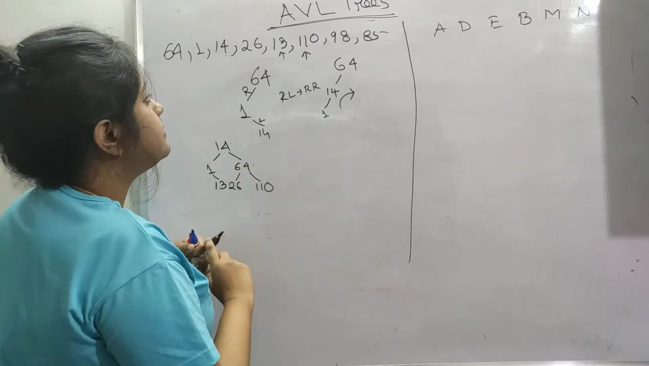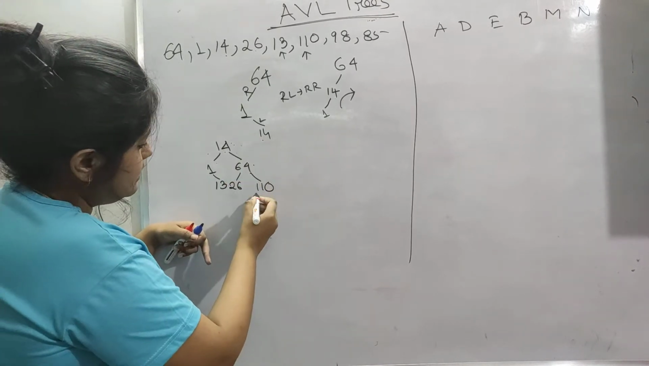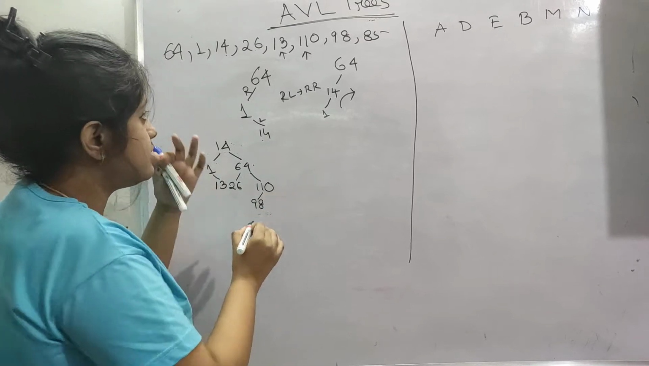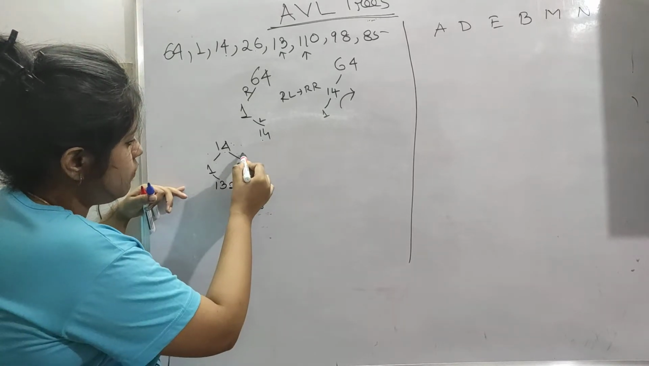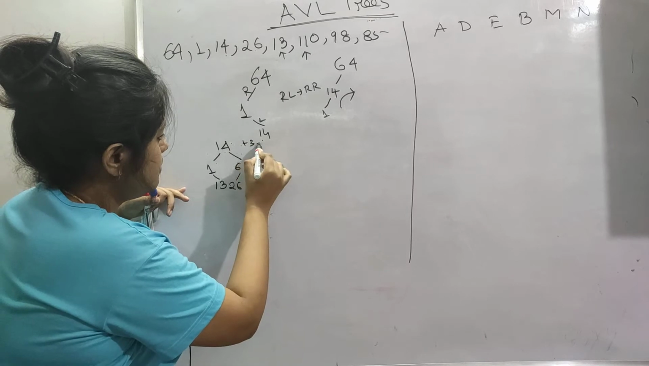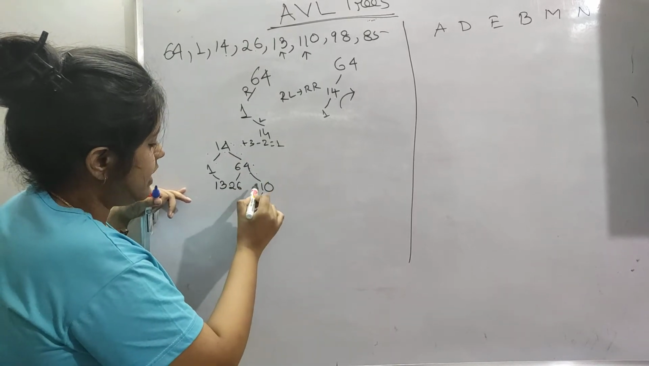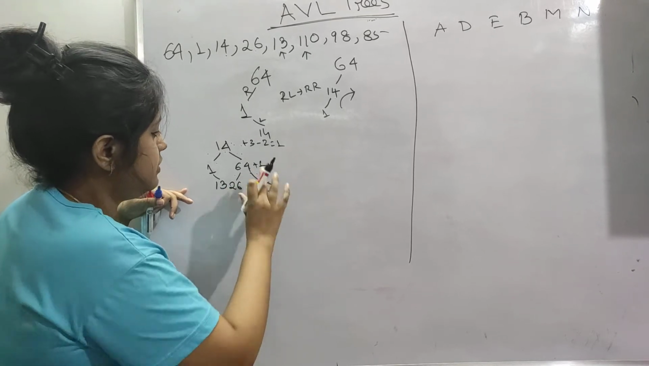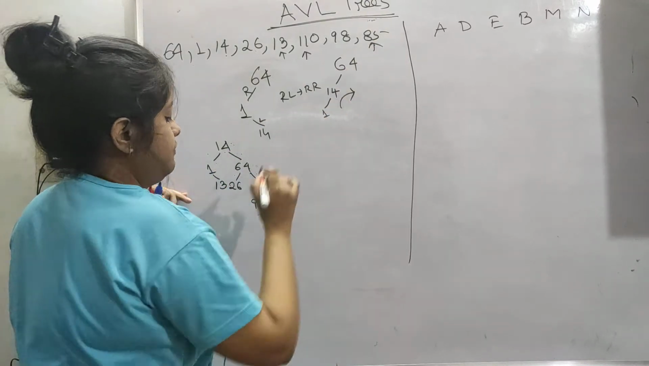Now let's see 98. 98 is less than 110. So 98 is placed here. Okay, so this is also balanced, for this 1 2 3 and this is minus 2. So plus 3 minus 2 is 1. So root is balanced and here it is also balanced because it is plus 2 and minus 1. So plus 1. So it is balanced. Everything is balanced.